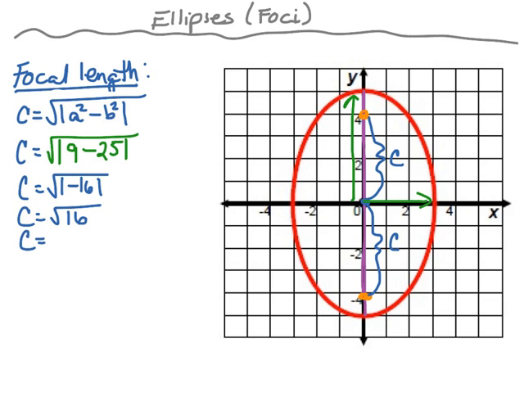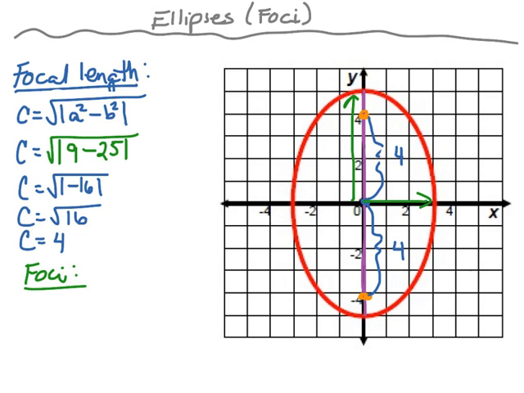And if I take the square root of 16, I get 4, which means my focal length, or these two distances right here, are 4 units. That's 4 units, and that's 4 units. So now that I know that distance, I can continue in order to find my foci, these 2 points.